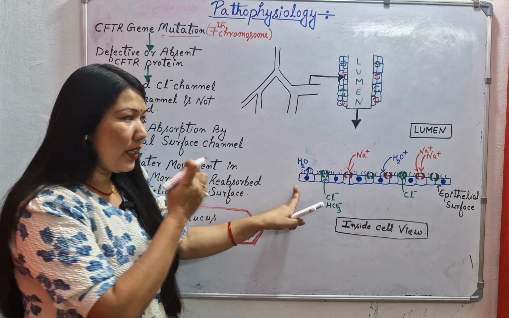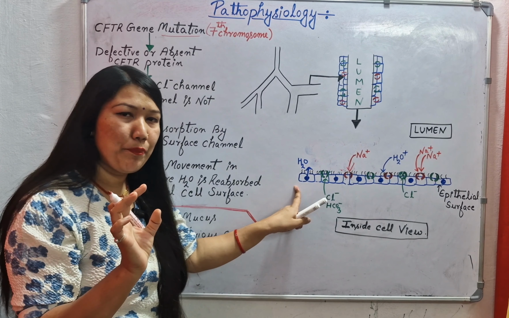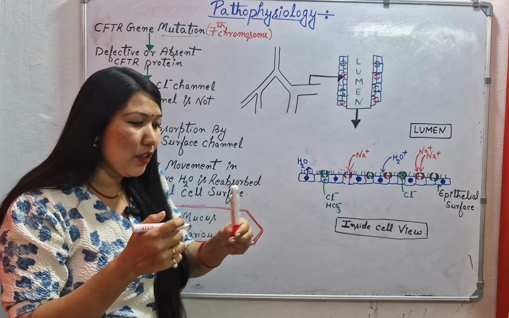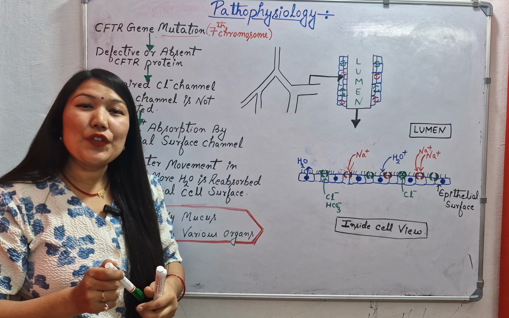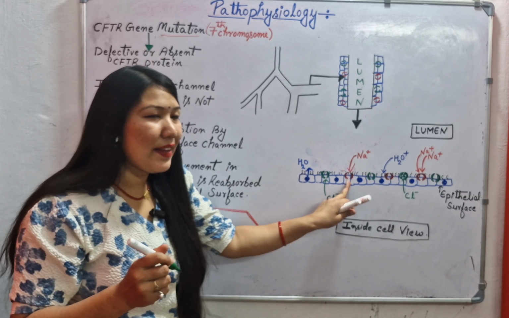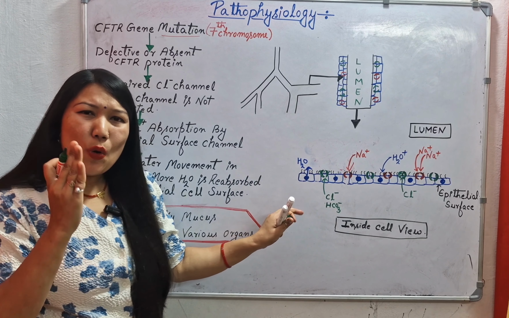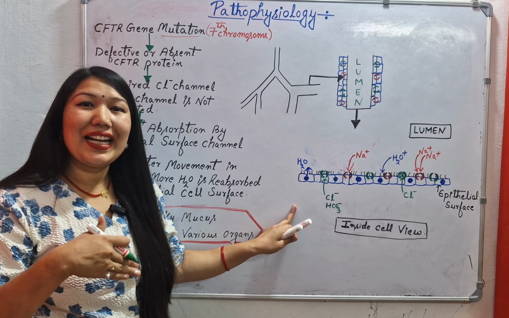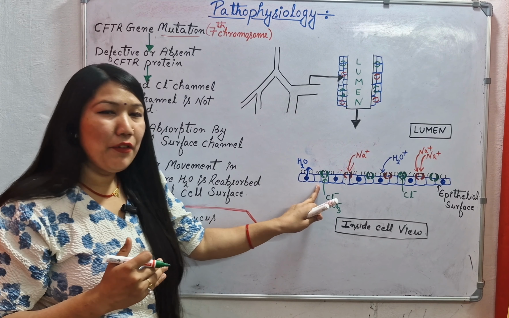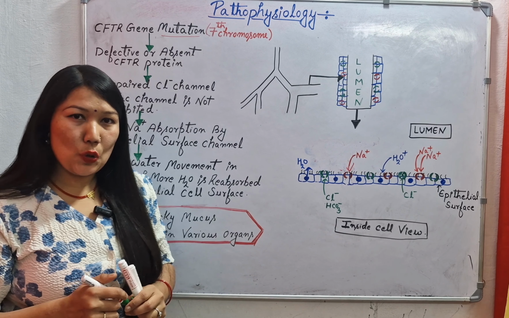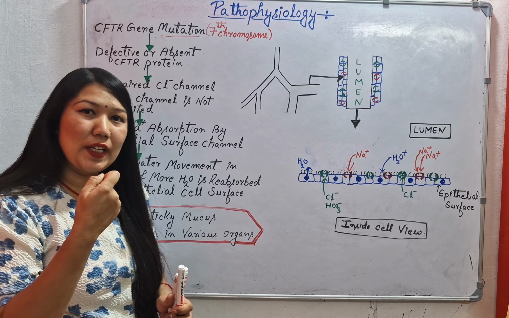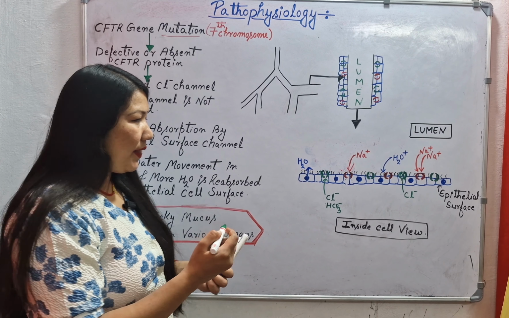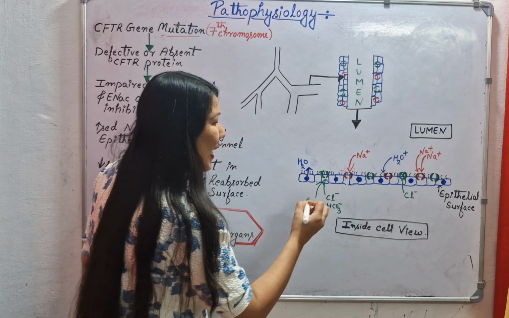This blue one is the epithelial surface or epithelial cells, and the green ones are the chloride channel or CFTR protein. The red one is known as the ENaC channel, the sodium channel. So why is this CFTR protein important? Because the CFTR protein works as a conductance membrane or a gateway for chloride and bicarbonate ions. This CFTR protein will transport the chloride and bicarbonate ions inside the lumen.